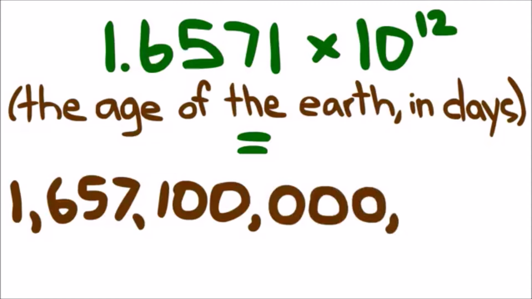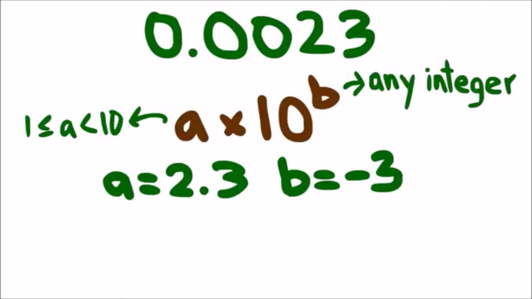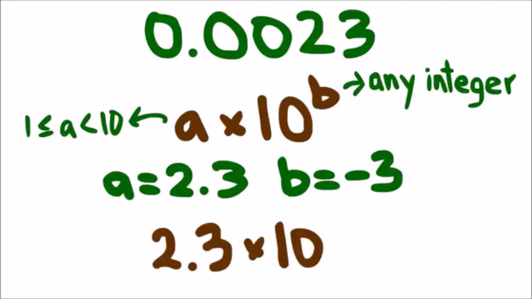Take a number like 0.0023, plug it into a times 10 raised to the power of b, where a equals 2.3 and b is negative 3. You get 2.3 times 10 raised to the power of negative 3.